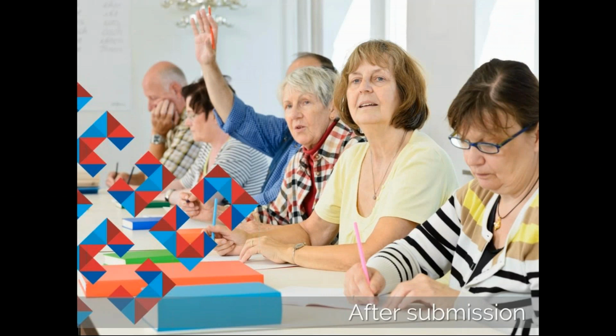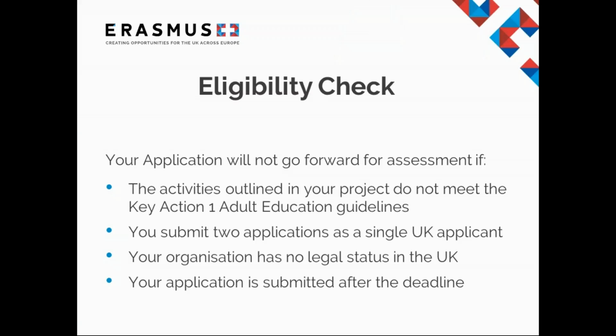Once we have received your application, we do some preliminary checks on your application. Your application will be deemed ineligible and will not go forward to assessment if it does not meet any of the eligibility criteria specified in the 2019 Program Guide for Key Action 1 Adult Education Mobility Projects. The relevant adult education eligibility information can be found on page 71 through page 73.